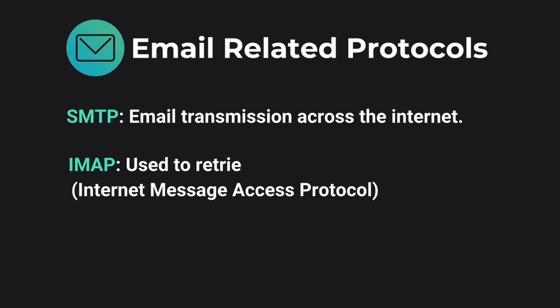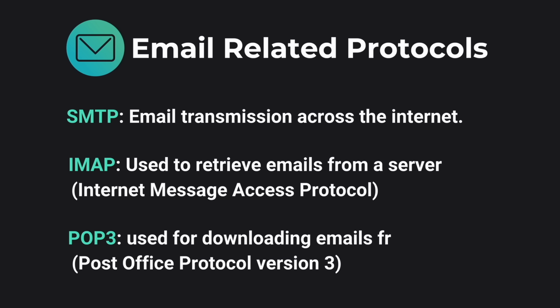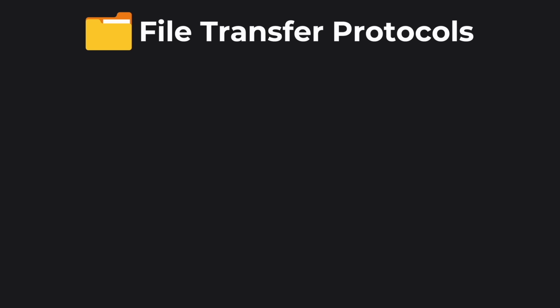IMAP is used to retrieve emails from a server, allowing a client to access and manipulate messages. This is ideal for users who need to access their emails from multiple devices. POP3 is used for downloading emails from a server to a local client, typically used when emails are managed from a single device.